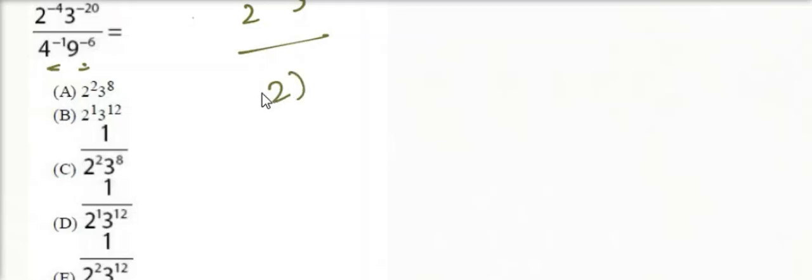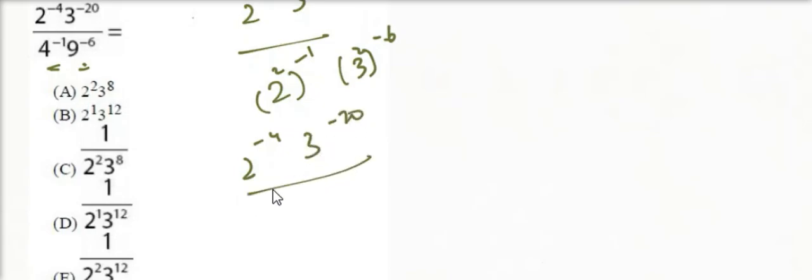Now if I look at this question, is it 2b power minus 4, 3 power minus 30, minus 20, 4 minus 1, 9 power minus 6, right? So above, the numerator is already in the simplified form. In the denominator we can write it in simplified form in the form of 2 power 2 power minus 1, 3 power 2 power minus 6.